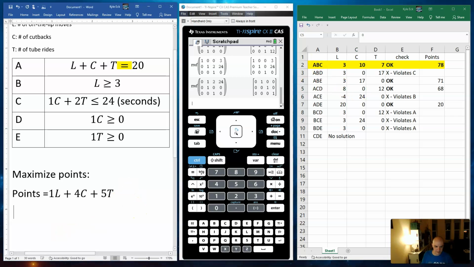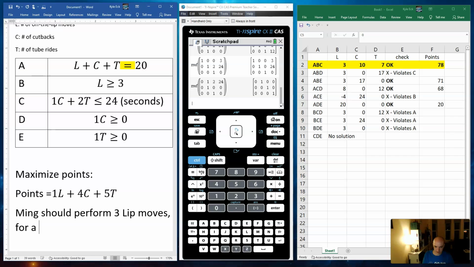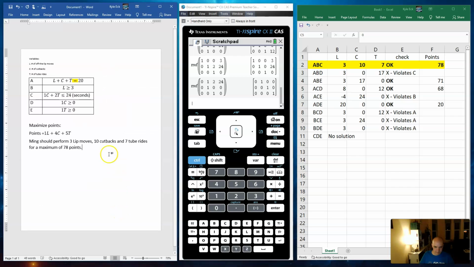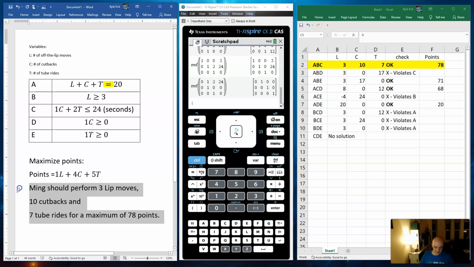So I'm going to summarize the result. Ming should perform 3 lip moves, 10 cutbacks, and 7 tube rides for a maximum of 78 points. So that's kind of our solution to the problem.